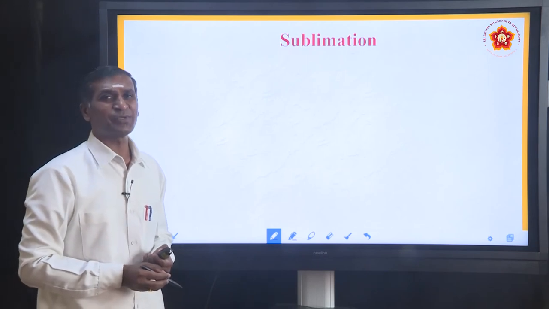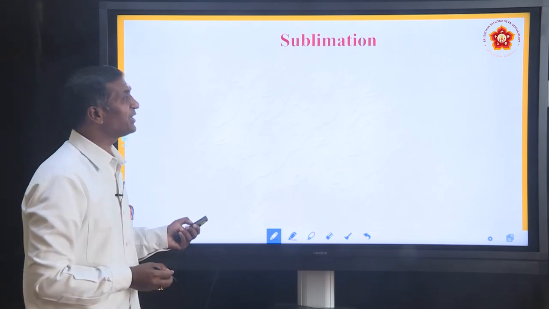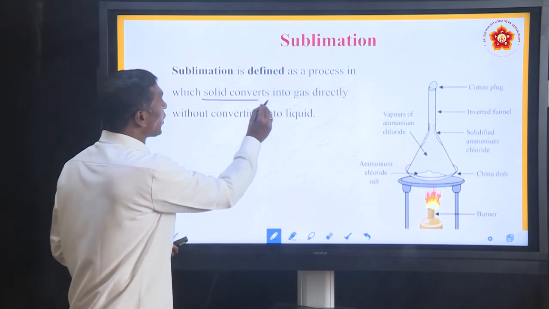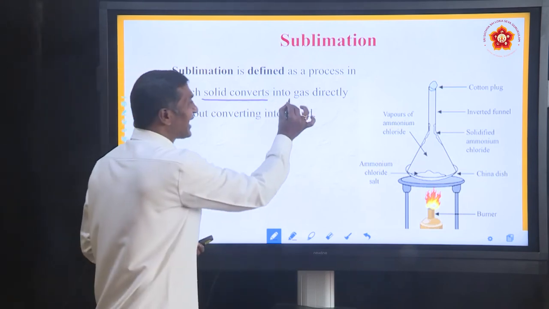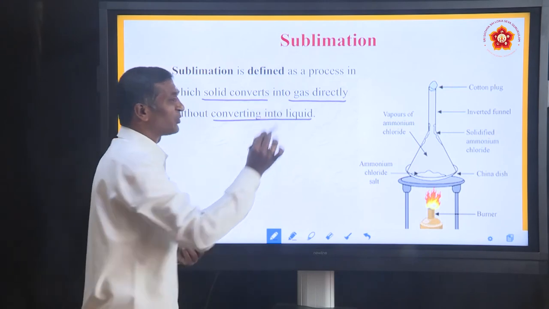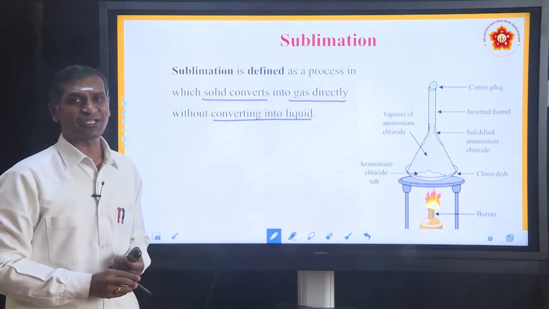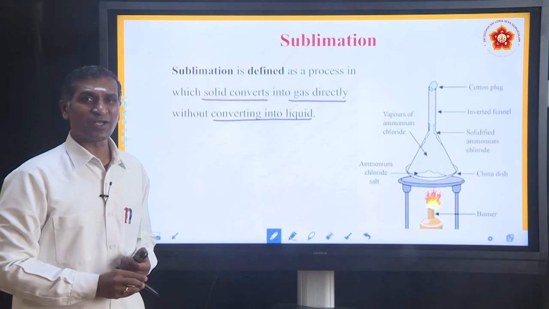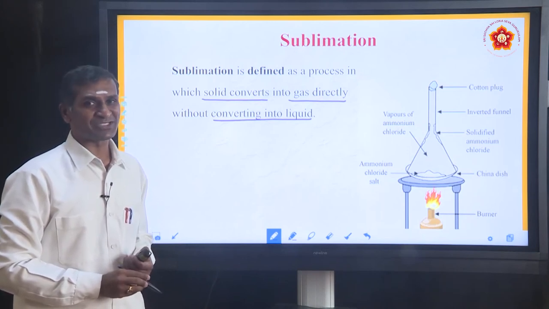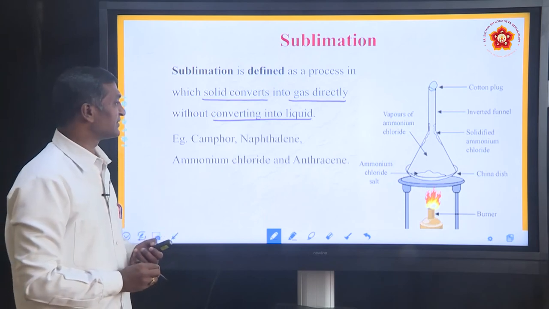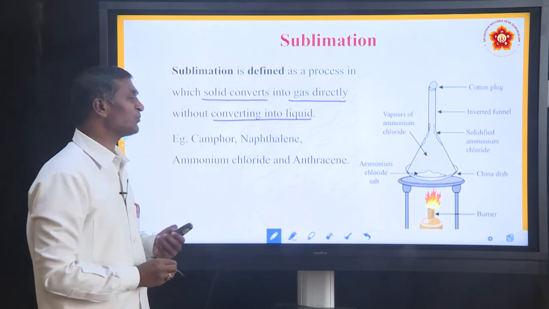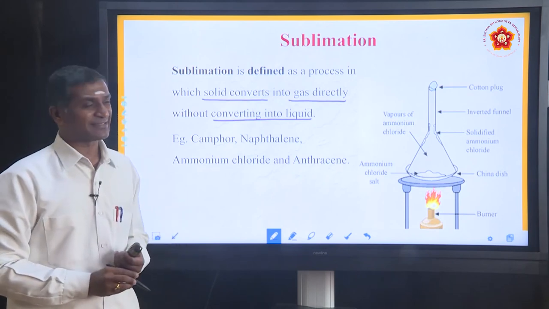Sublimation, a unique process we observe in daily routine. It is the process in which a solid converts into gas directly without converting into liquid. Without converting to liquid, a solid converts to gas. It is called the sublimation process. Examples are camphor, naphthalene, ammonium chloride and anthracene.